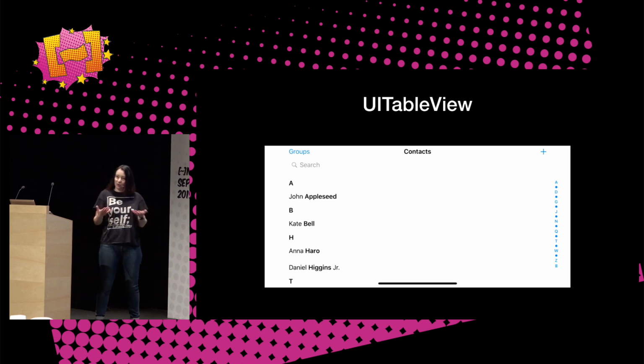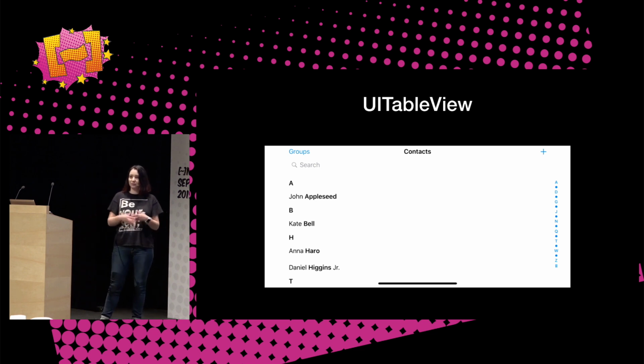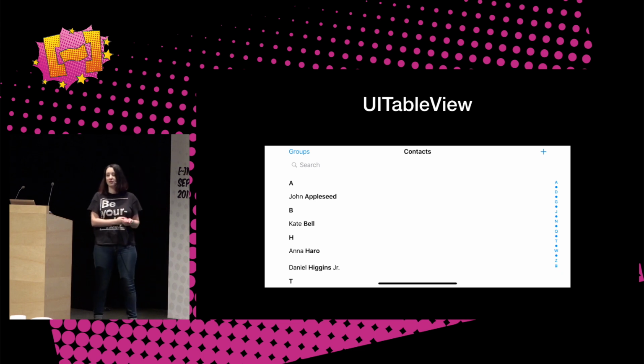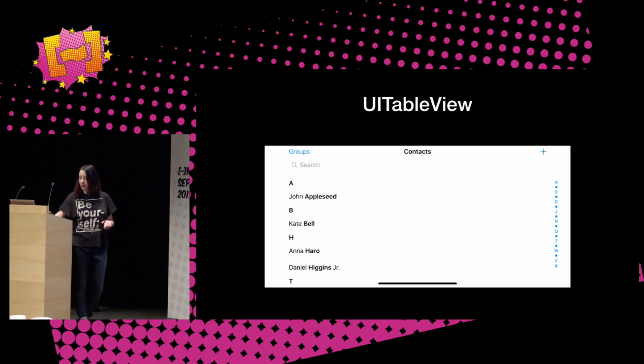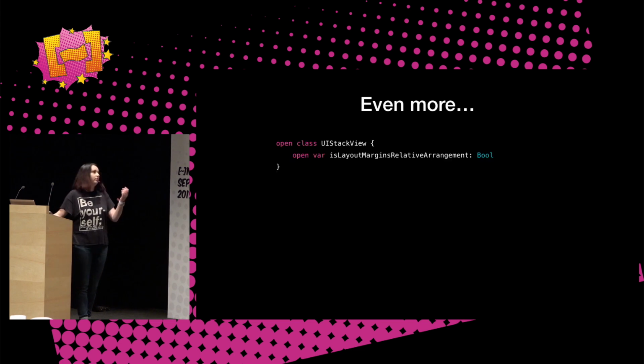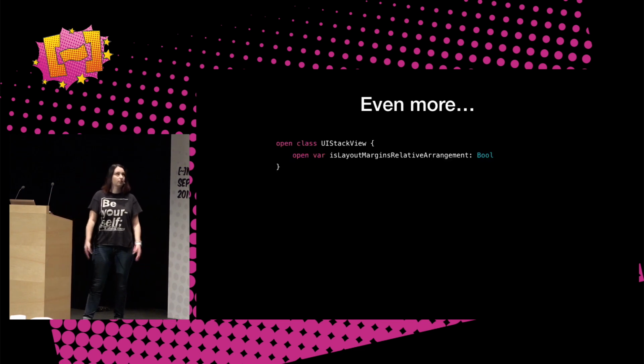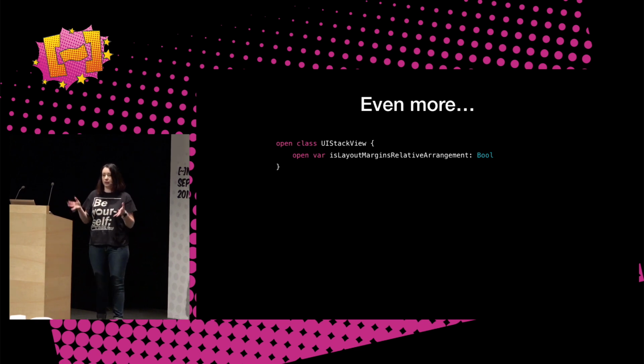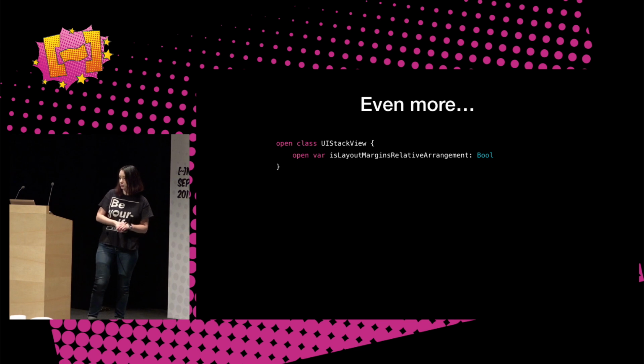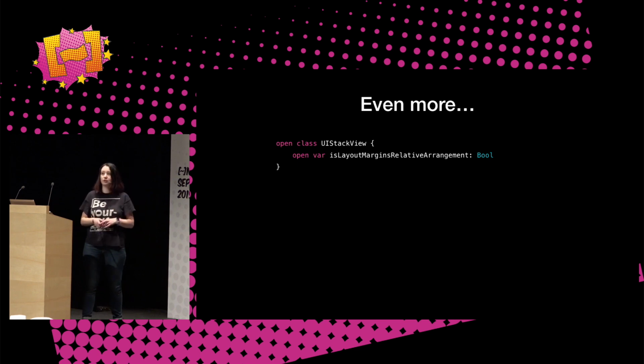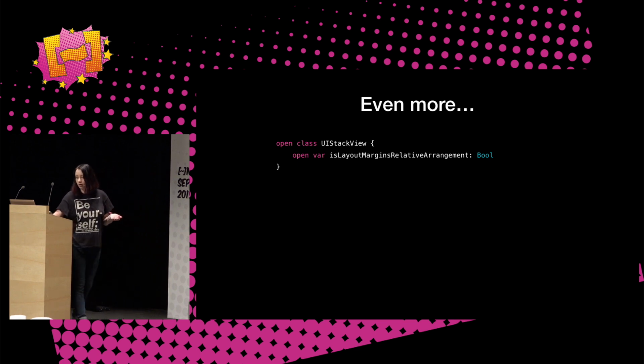And if you're building your own custom cells, then you can also use that and take the cell's content view's layout margins guide and attach your custom views to those. And there's even more. For example, stack view also has support for this, and by setting one property to true, you can get arranged subviews to be attached to the layout margins instead of the edges of the stack view.